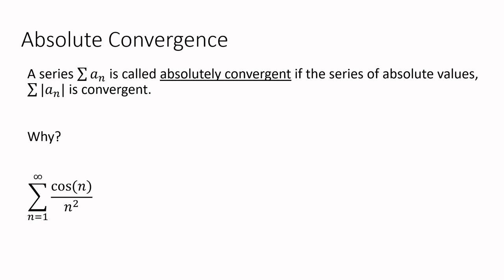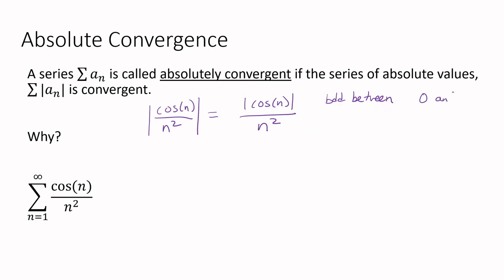We use this absolutely convergent idea, and what we do is we say, okay, I'm going to look at the absolute value of this over n squared. All right, well, that's just the absolute value of cosine n over n squared. Okay, and here's the idea behind this. So the absolute value of cosine n is always bounded. So this is bounded between 0 and 1. So this is going to be a useful thing for us.